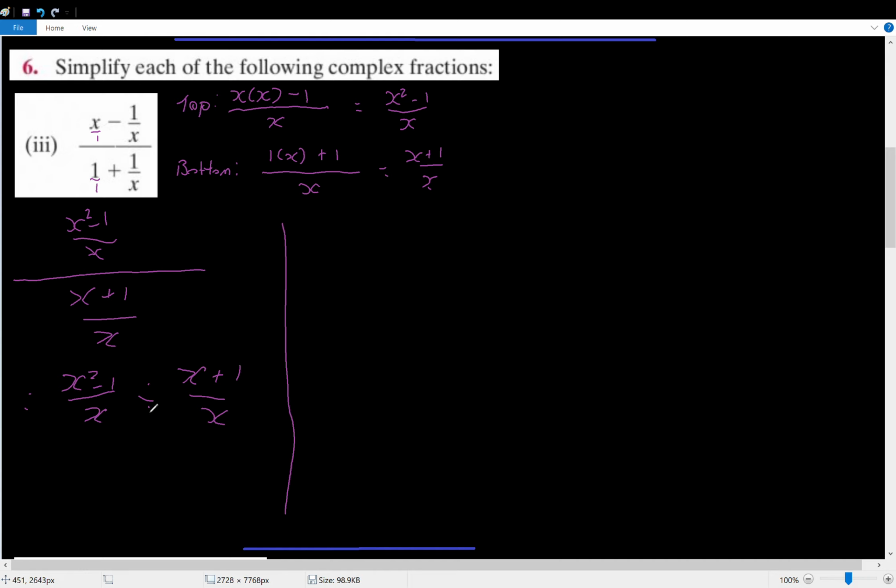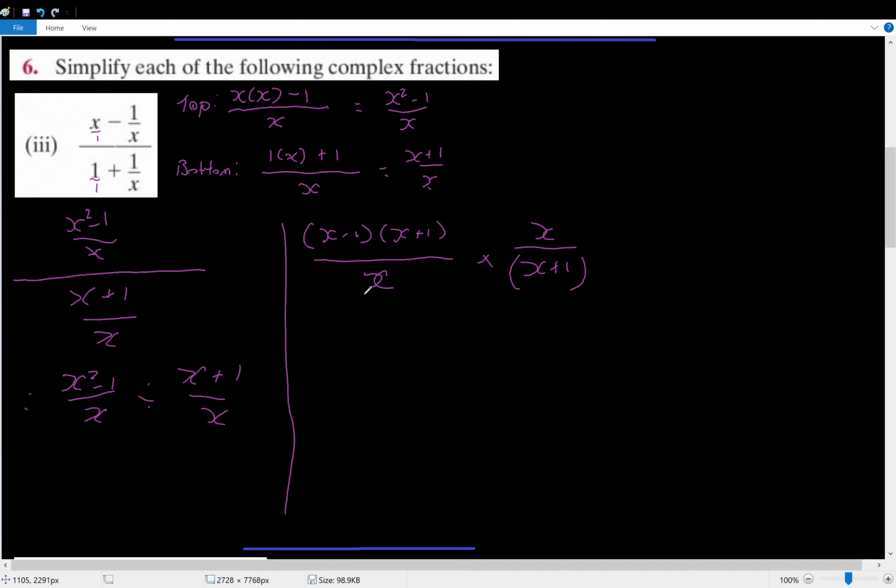Now I'm going to do two things in one step right here. I'm going to flip the fractions and multiply, but I'm also going to factorize the top of the left fraction. That is a difference of two squares, so we're going to have x minus 1 times x plus 1 all over x, and that's going to be multiplied by x over x plus 1, like that. And you can see what happened here.